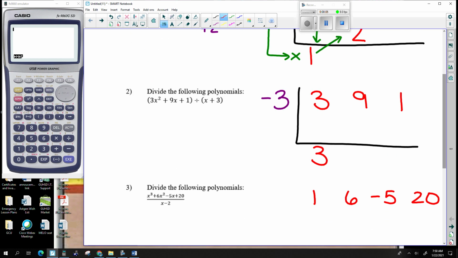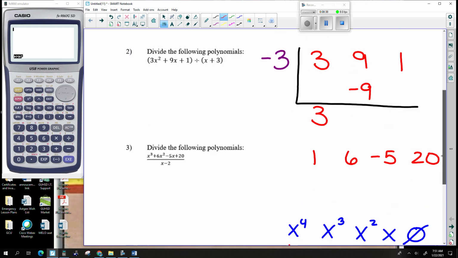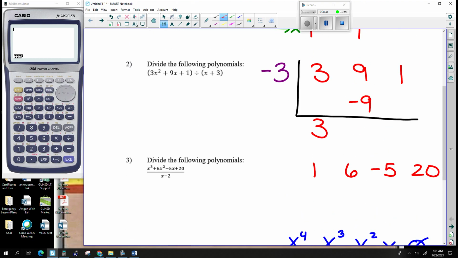So for example, number 2, the outside is, so I have -3 and +3, so this is going to be -9. Okay, so you multiply the outside, and then what you do is you add these inside numbers. You add the inside numbers, and that creates another outside number. So here, 7 plus 2 is 9. In number 2, 9 plus -9 is 0.